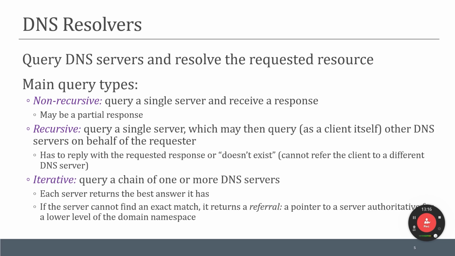And here, iterative type is a query with a chain of one or more DNS servers. And each server returns the best answer it has. And if the server cannot find an exact match, it returns a referral. Referral means a pointer to a server authoritative for a lower level of the domain namespace. Let's see what this means.